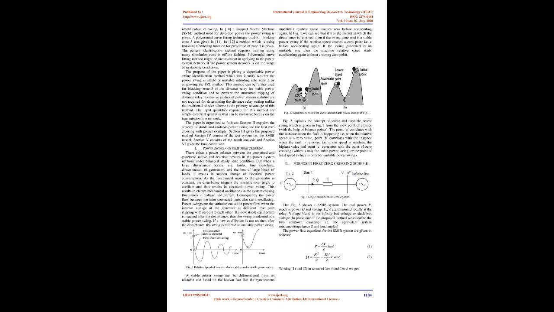A pattern identification method is also tested for identification of power swing. In [9], a wavelet transform method is given for identification of swing. In [10], a support vector machine, SVM, method used for detection of the power swing is given. A polynomial curve fitting technique used for blocking zone 3 was given in [11]. In [12], a method which is using transient monitoring function for protection of zone 3 is given.